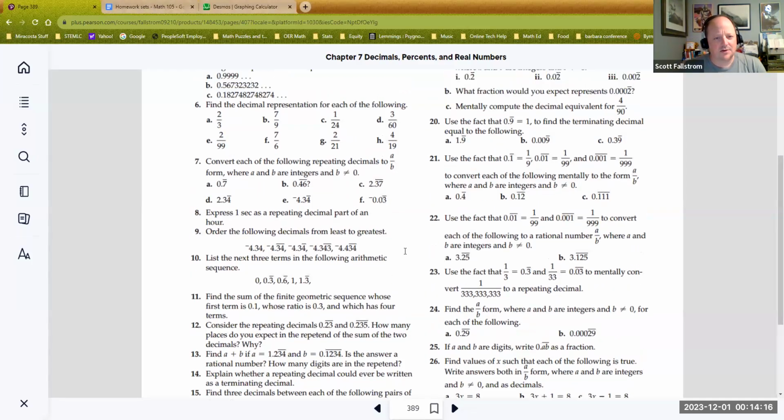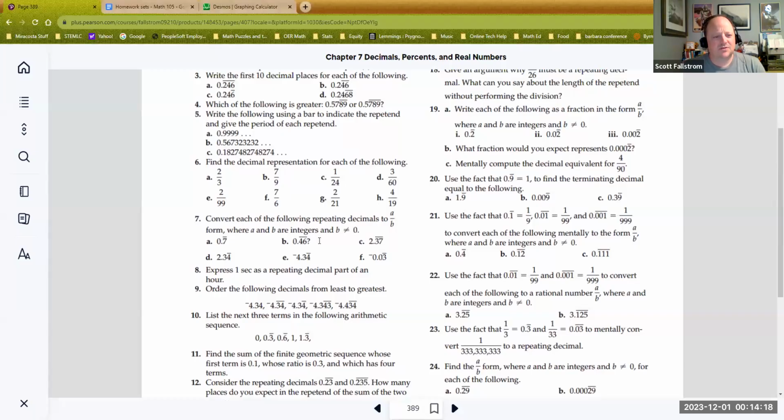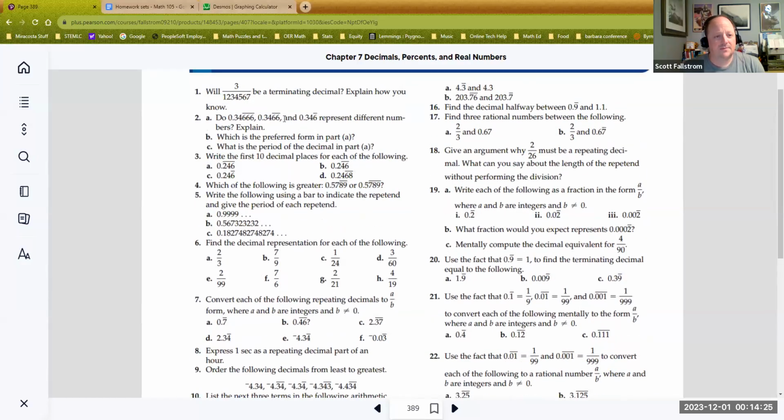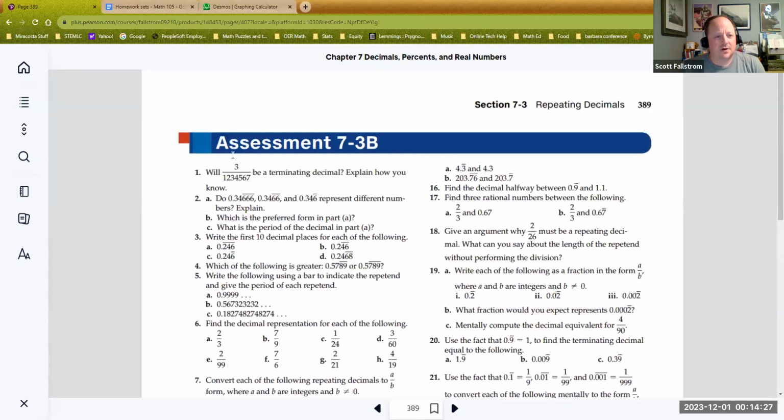So as I looked through, I was like, you know what? Once you start seeing the patterns, many of these are going to be extremely quick, and they're intended to be. That's the goal of these. So let's see here.